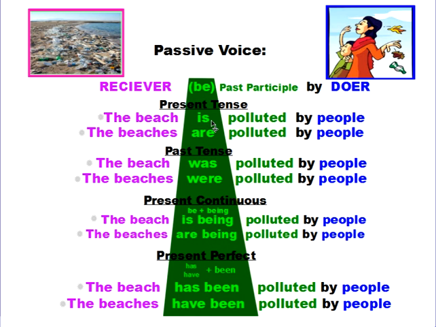So the simple present form of be, the simple past form of be, the present continuous form of be, and the present perfect form of be. And I'm always using the same past participle. I don't change that at all. I change my form of be. Good.